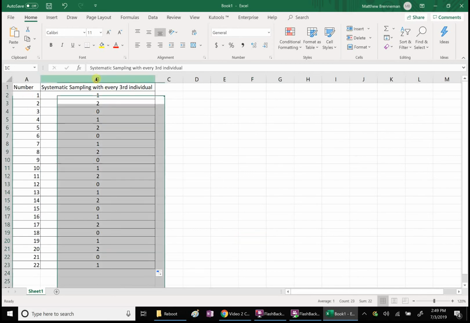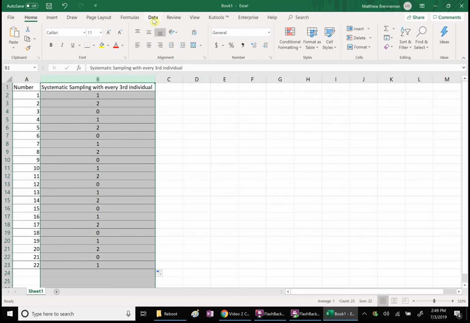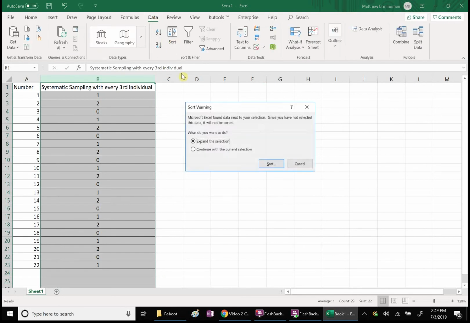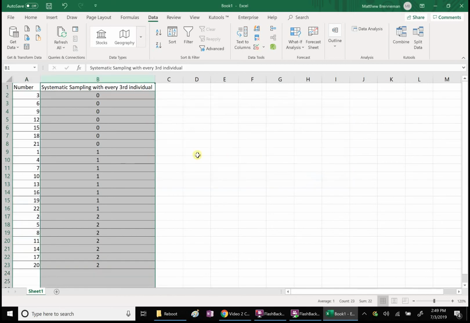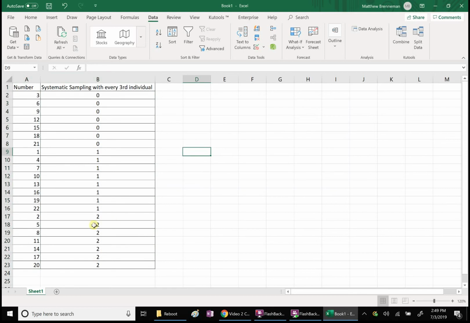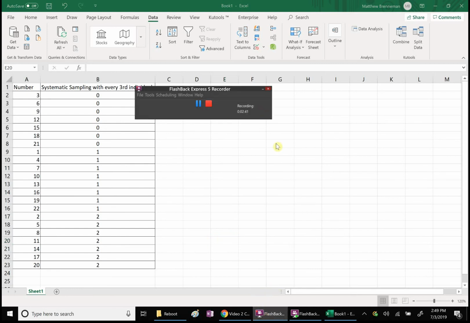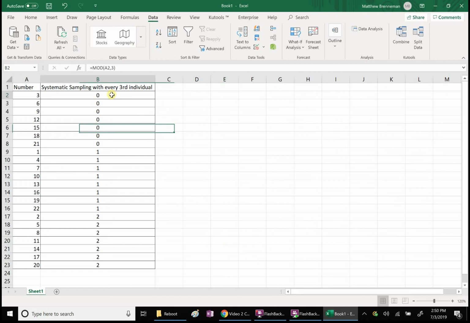What I might do is order this list. Then I can choose wherever I want it to start. If I wanted to start at the second person, these would be the individuals that I would choose. I would choose the second person on the list, the fifth person, and so on. And so this is the mod function here. I'm going to put it up just so you can see it.